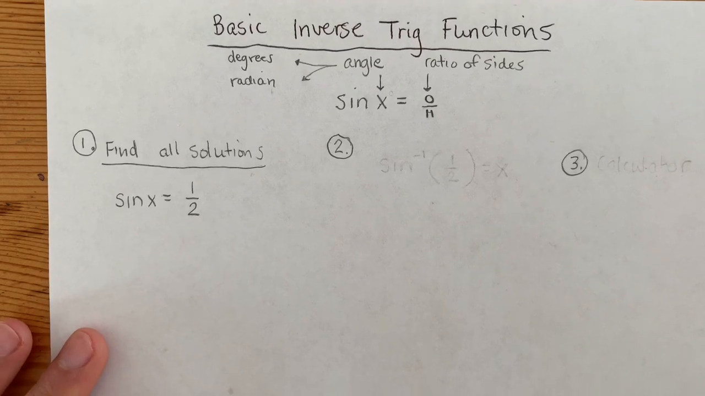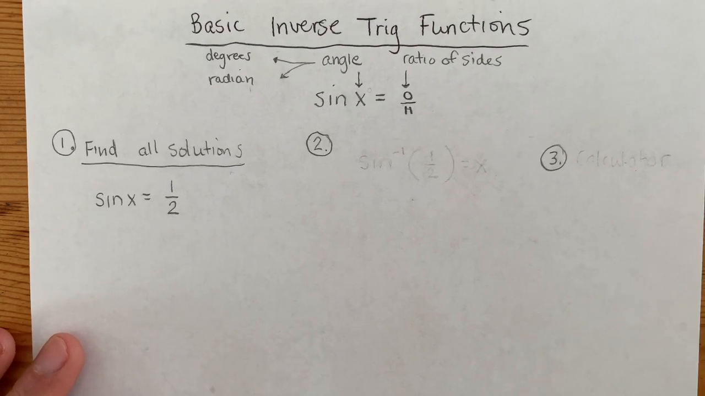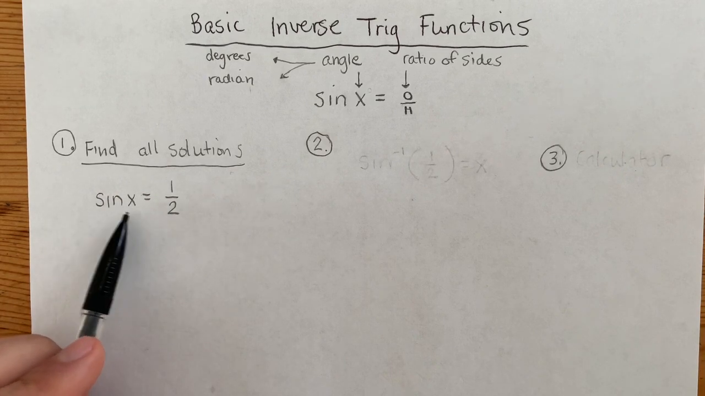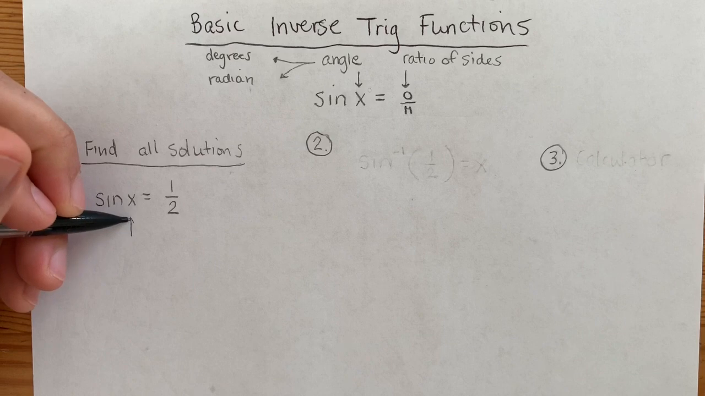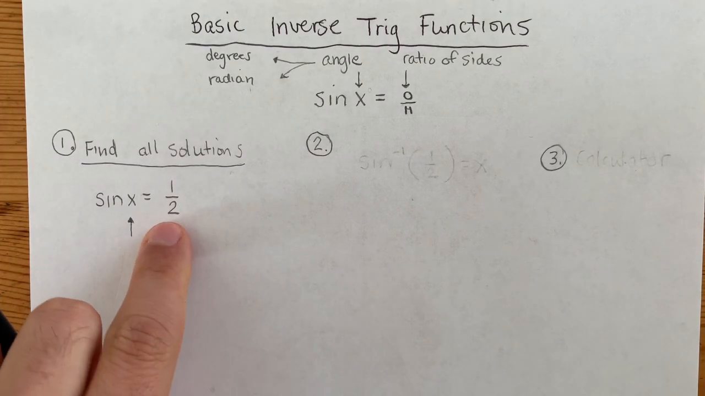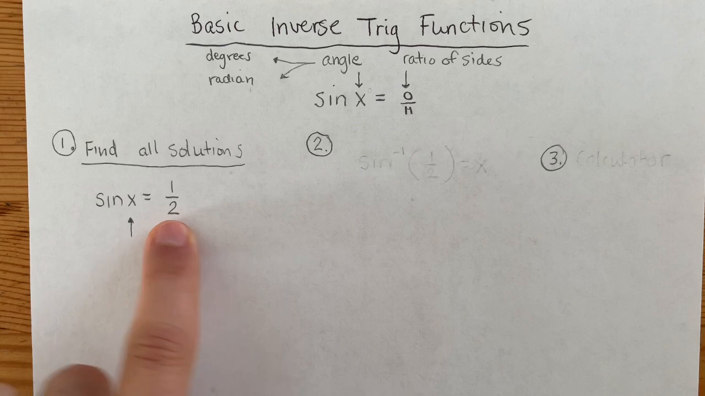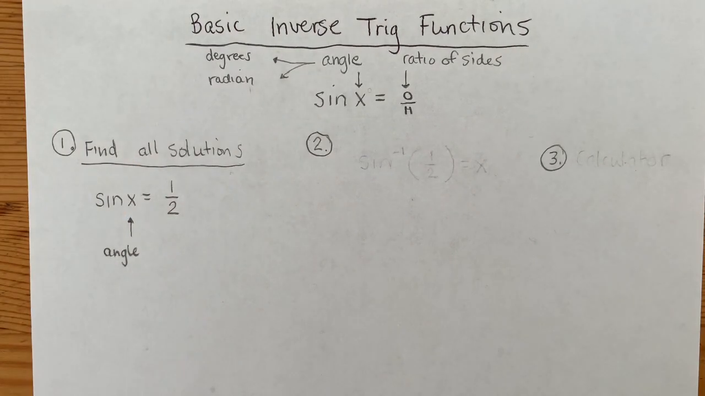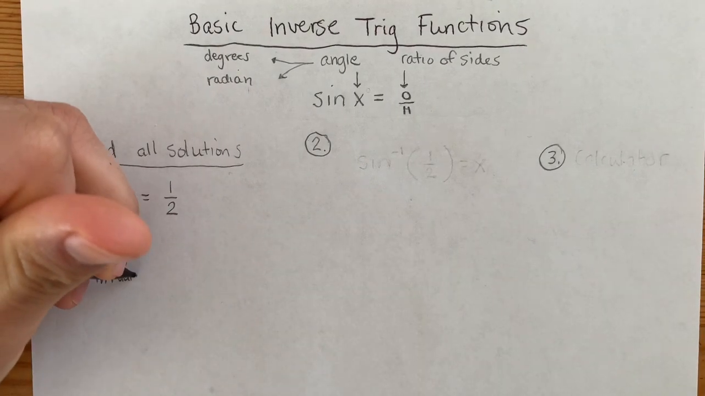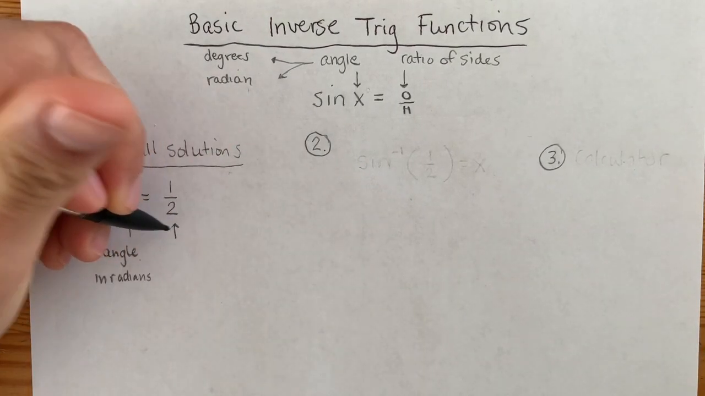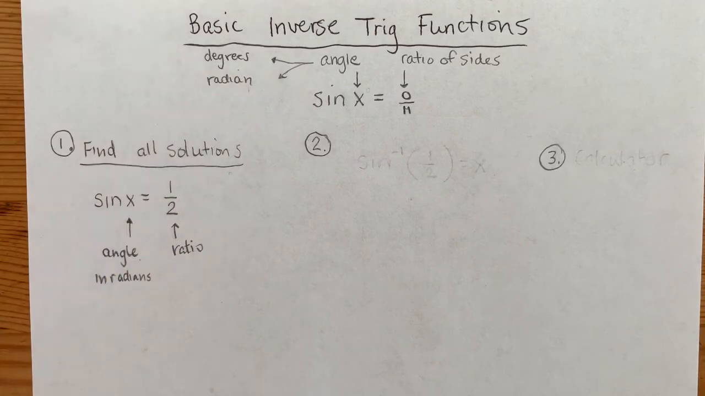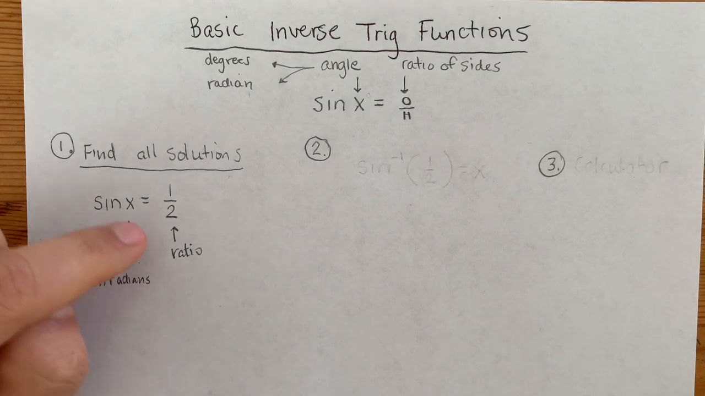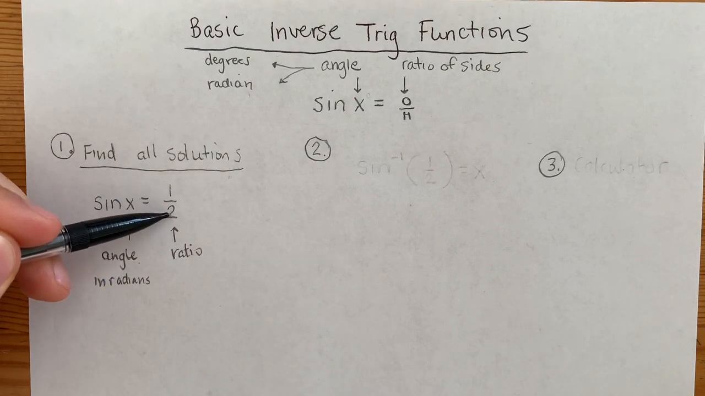Okay, so now we switched up some things in the last lessons, where this time, if you notice, the x that we're trying to find is kind of backwards. Normally we'd be finding this component, the ratio of sides, and instead now we're finding this component, the angle. So we're finding the angle in radians when the triangle has a ratio of sides 1 to 2. There's a certain angle that creates that specific ratio.